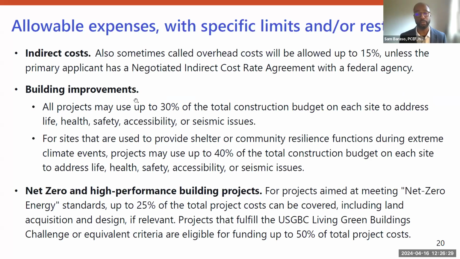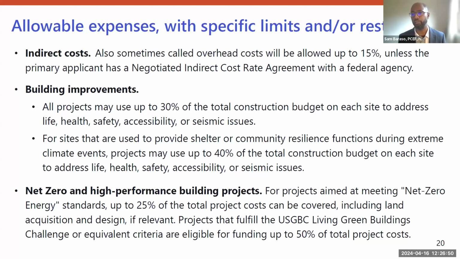Additional allowable expenses, but with some specific limitations, are first, indirect costs. These are allowable. Sometimes this is considered overhead. They're allowed up to 15% of the project budget, unless the primary applicant has a negotiated indirect cost rate agreement with a federal agency that they can submit as part of the proposal.